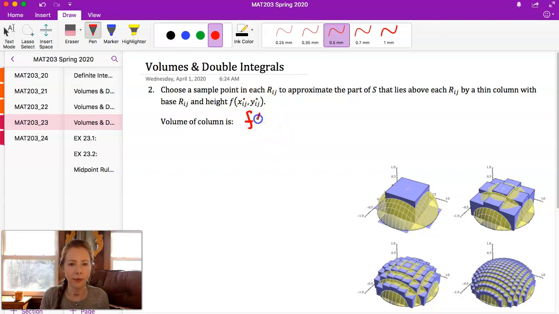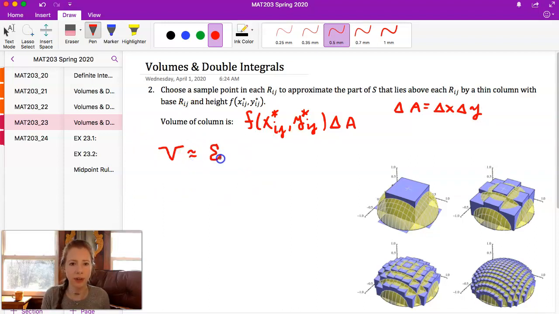f of x sub ij star, y sub ij star, times delta A. And delta A is, of course, if you're changing area, going to be delta x times delta y. And so the volume is going to be approximately equal to the double sum.